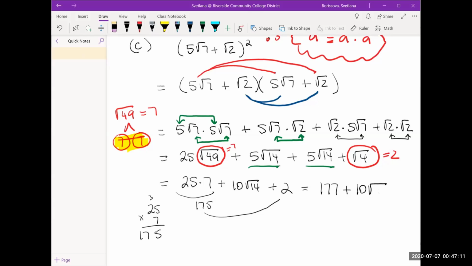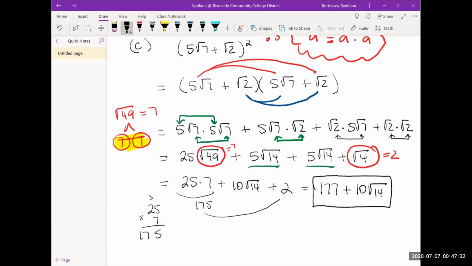And that's how far we can go. Square root of 14 cannot be simplified, but we'll check that. It's always important to double check things like that. And that square root cannot be combined with just the number 177. So this is how the answer will look.